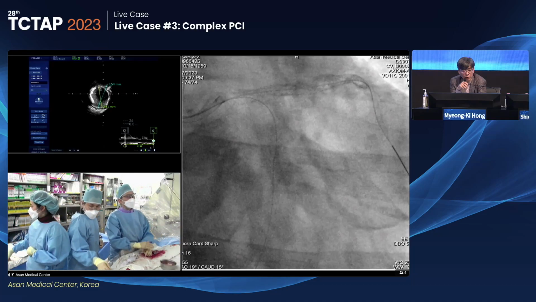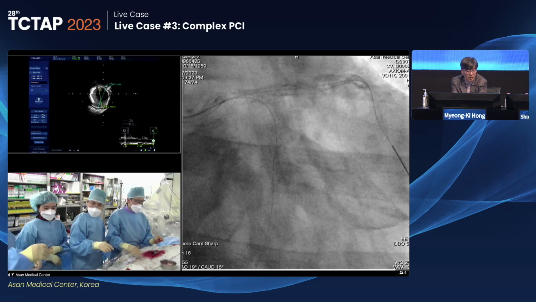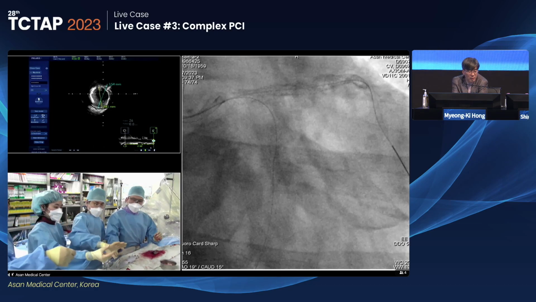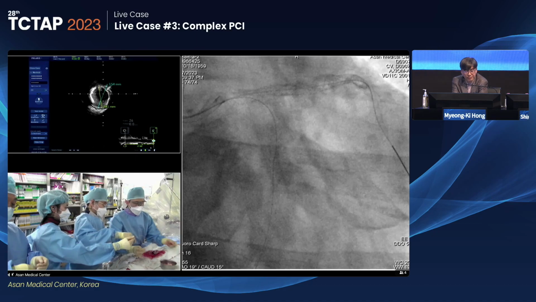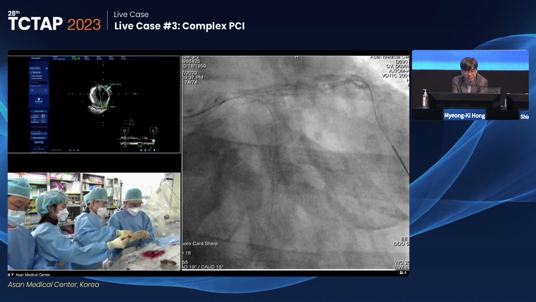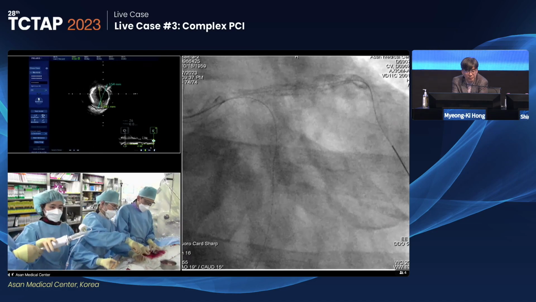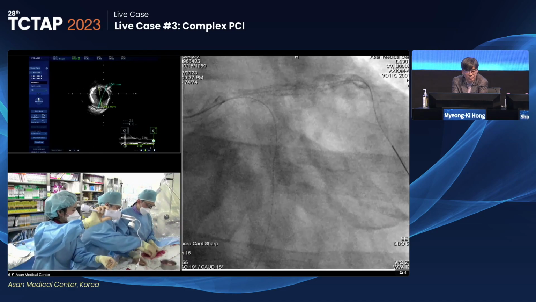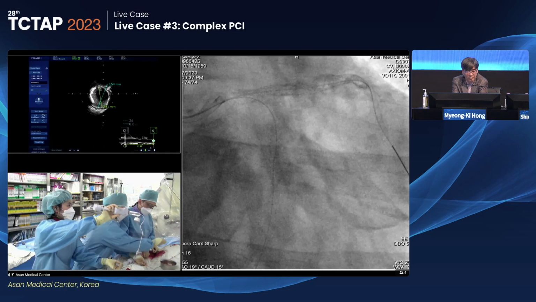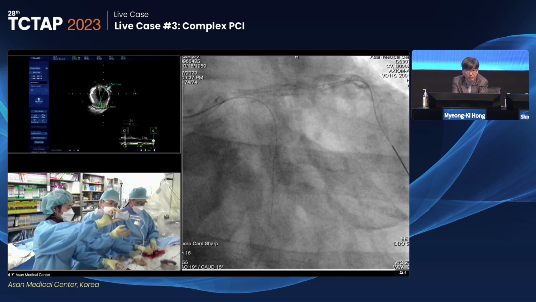Which stent? 3.0 which stent? Yeah, it's a Giant stent. 3.0. But the distal vessel is large, but the lumen is just 2.8. And I will do under expansion with some low pressure this time.